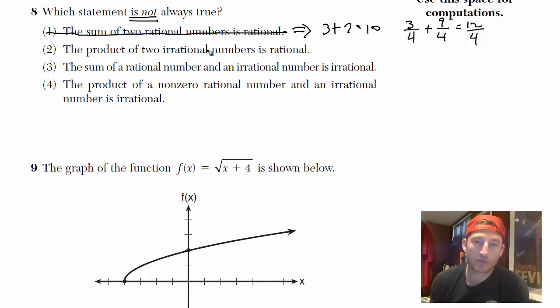Sometimes these questions are tough because if you're not really math literate or you don't have a lot of experience with math, they're kind of tough to get a feel for. The product of 2 irrational numbers is rational. So is that always true? Let's see.